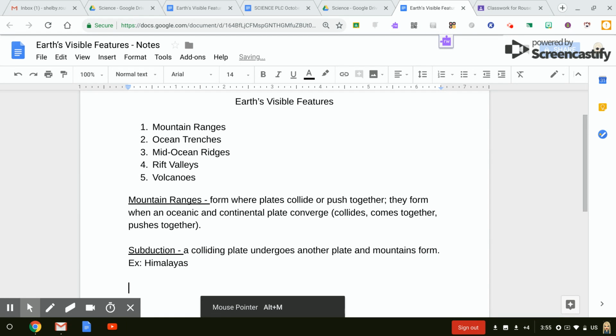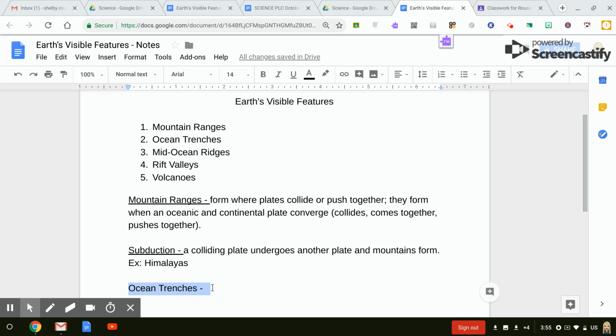So we're going to continue by defining ocean trenches. And these are all things that you looked up images for yesterday. So at any time you can pause this video, go back to the assignment you submitted to me yesterday in Google Classroom, and take a look at those images that you found just to refresh your memory with what each of these visible features looks like.